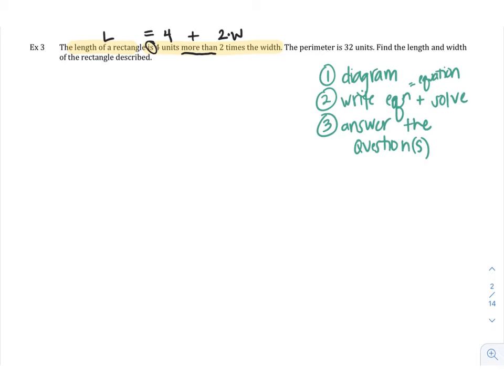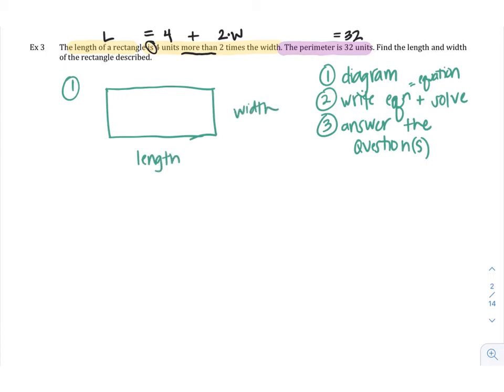In the second sentence, I know that the perimeter is 32. Also important, right? We know the whole thing is going to sum to 32. And it says find the length and width of the rectangle described. So let's go through our steps, our criteria for success. Again, step 1 is we're going to draw a diagram. What shape are we talking about here? We're talking about a rectangle. So we're going to draw a rectangle. It doesn't have to be perfect. I also know a rectangle has a length and a width. Let's label what we know.